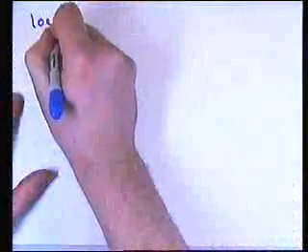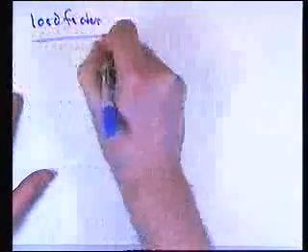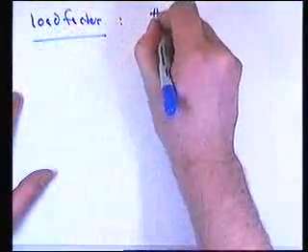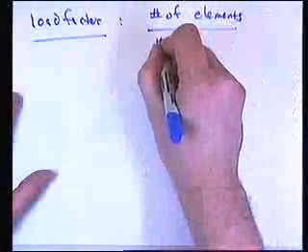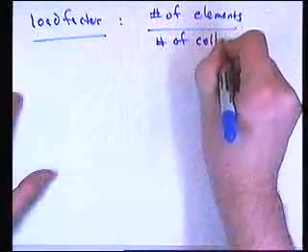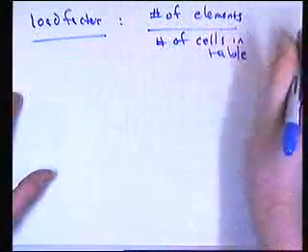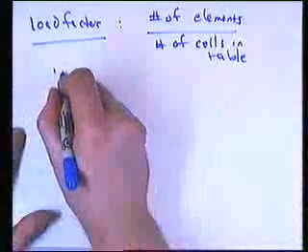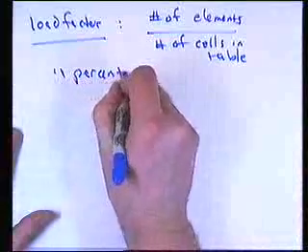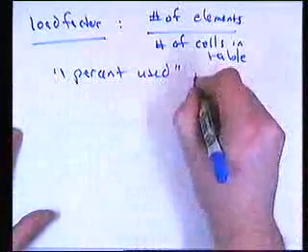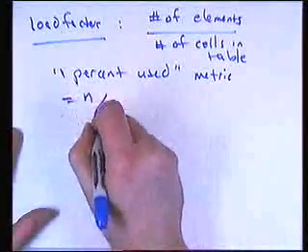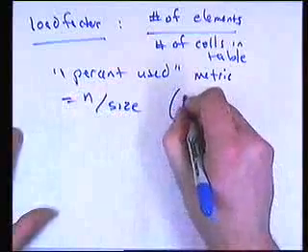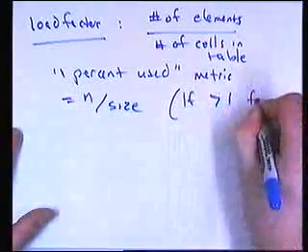So we have the definition of a load factor, which we can say is equal to the number of elements divided by the number of cells in the table. Essentially, it's a percent used metric. We're trying to ask how much of the table is being used, and what this is, we're basically saying n over size. And in this case, your load factor can be greater than 1 for open hashing.